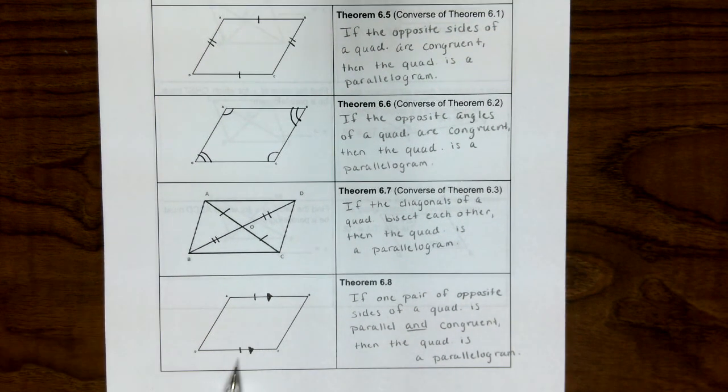So these are pre-marked for you so that these arrows mean parallel. We talked about that. And then there's a tick mark to say they're congruent. So that's kind of a unique case there. If one pair of sides is both parallel and congruent, we can say it's a parallelogram. All right?